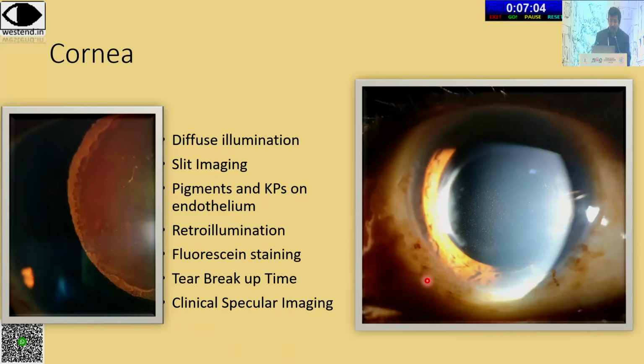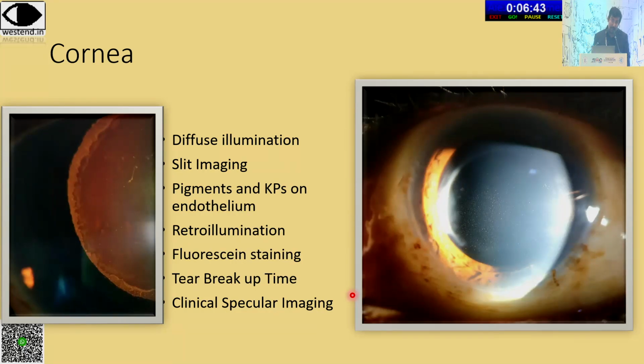In the cornea, you can take diffuse illumination photographs, slit photographs. Slit photographs are a little more difficult. I'll tell you how to take them. You can do photographs of pigments and KPs on endothelium. You can do retro illumination. You can do fluorescein staining. For that, you have to again adjust the brightness and focus.